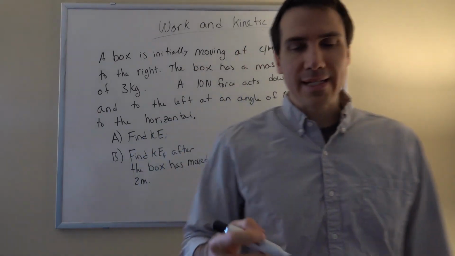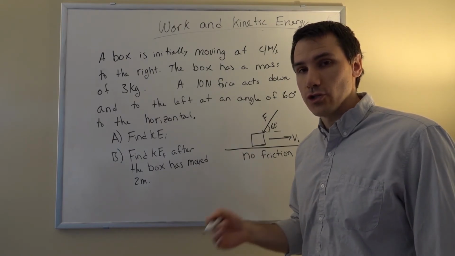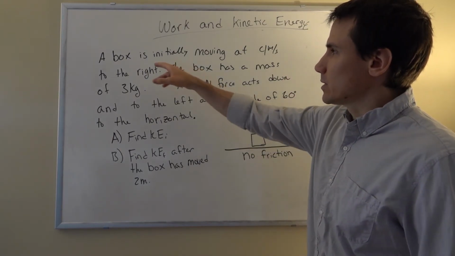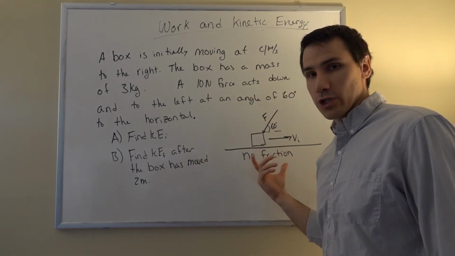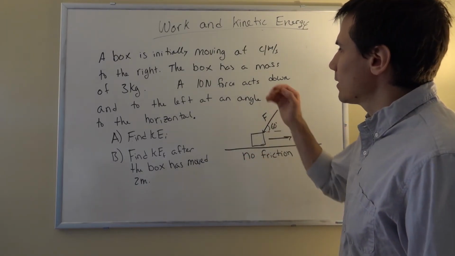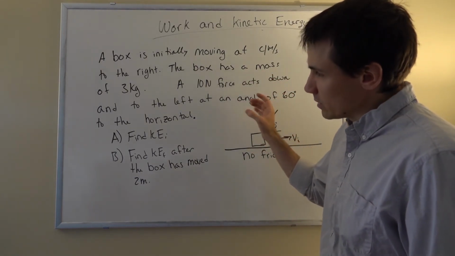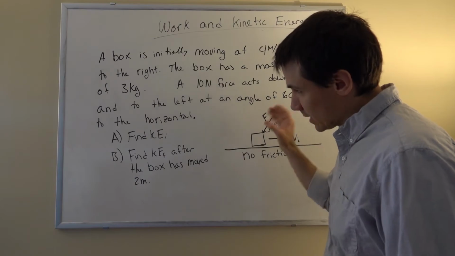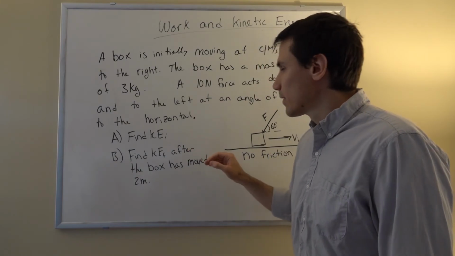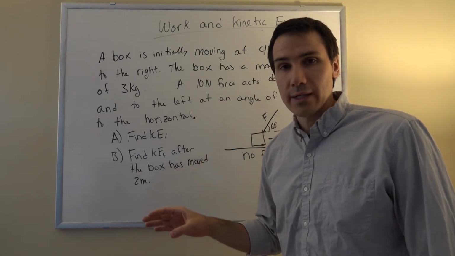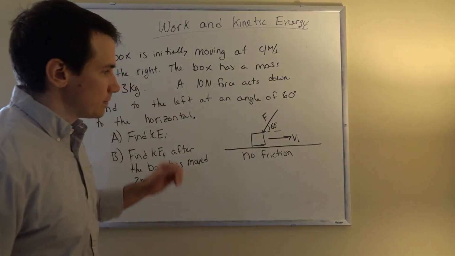Now let's just look at a simple example of how we can use this relationship between work and change in kinetic energy. So the problem that we're going to do is a box is initially moving at 4 meters per second to the right. It's moving along a frictionless surface here, and the box has a mass of 3 kilograms. If a 10 Newton force acts down and to the left at an angle of 60 degrees below the horizontal, we want to find the kinetic energy at the very beginning, and we want to find the kinetic energy after the box has moved for 2 meters to the right. Okay?